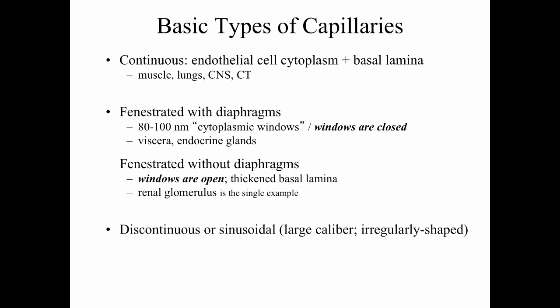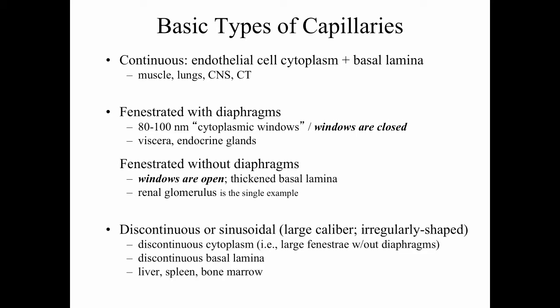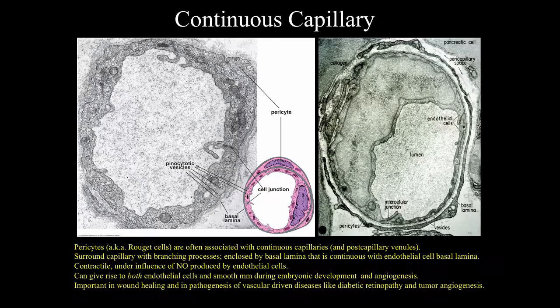And then, of course, the discontinuous or sinusoidal capillaries. These have large fenestrae without diaphragms. Their basal lamina is discontinuous. You'll see these sinusoidal capillaries in organs like the liver, the spleen, and in the bone marrow. Let's talk a little bit about the continuous capillaries first.